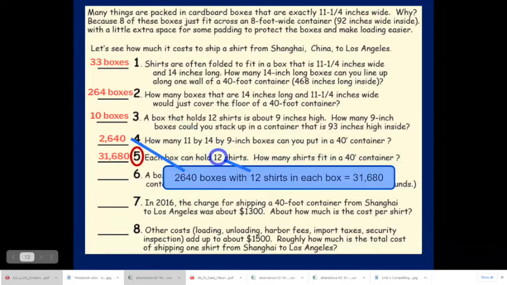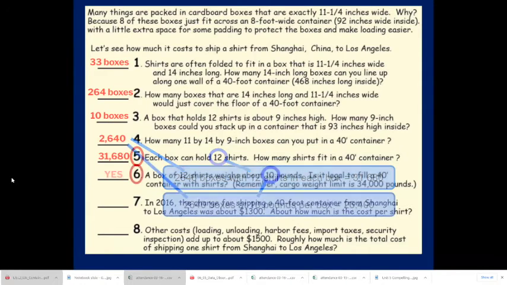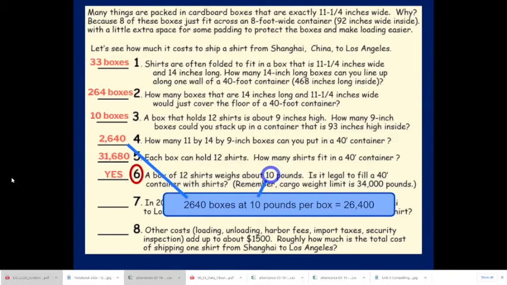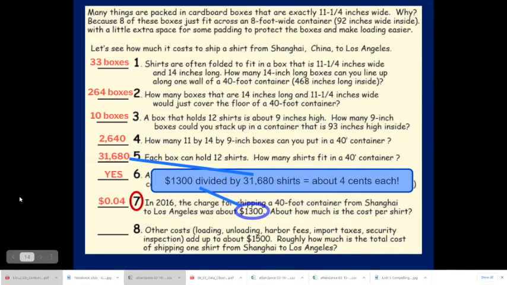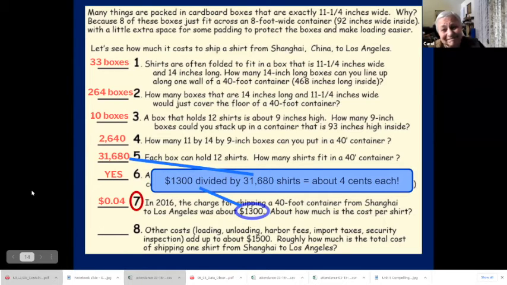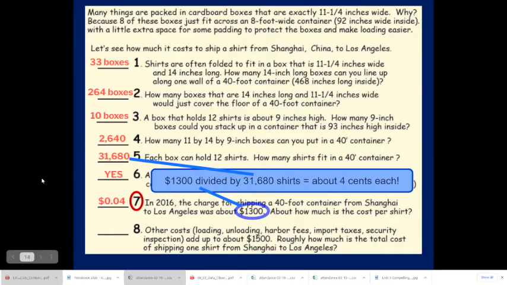Then each box can hold 12 shirts. So we multiply, and how many shirts fit in the 40-foot container? We get 31,680. Now we're talking about the weight. Those boxes are each 10 pounds, so we have 26,400, because we've got to make sure we're not going to sink that ship. How many shirts fit in a 40-foot container? I'm sorry, I already did that.